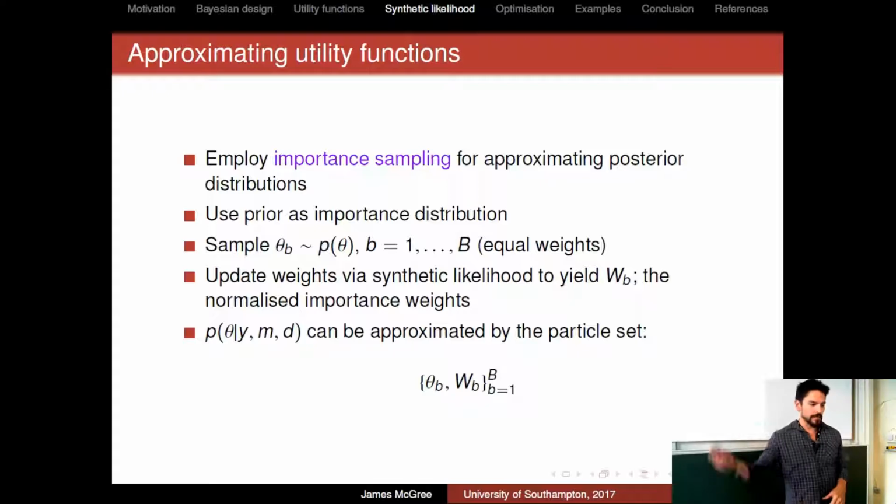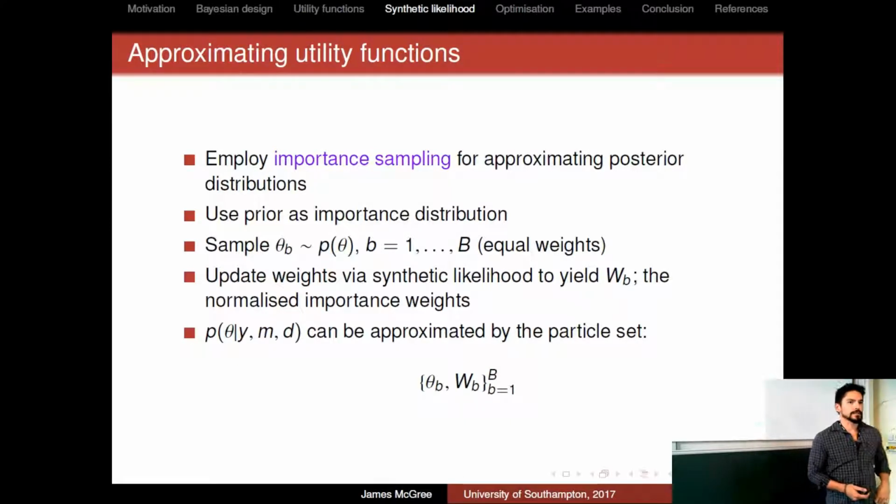If you're familiar with importance sampling, then you know what's going on. Basically, we just sample from the prior, and those samples will all have equal weight. Then we reweight those particles based on the likelihood, and in this case, it's the synthetic likelihood. So in the end, we'll have a weighted sample from the posterior distribution.